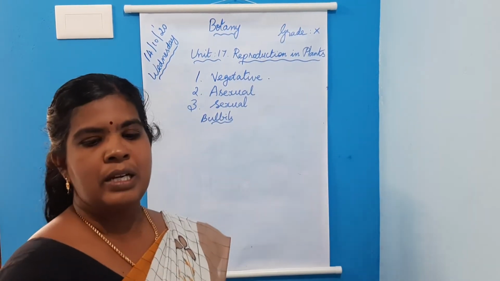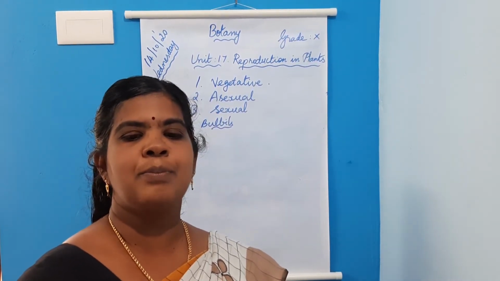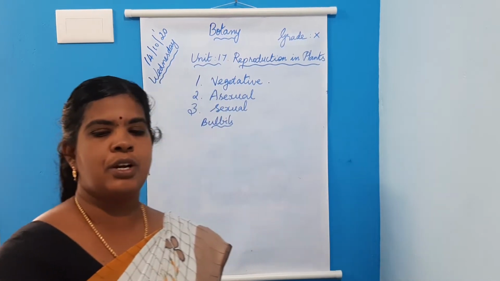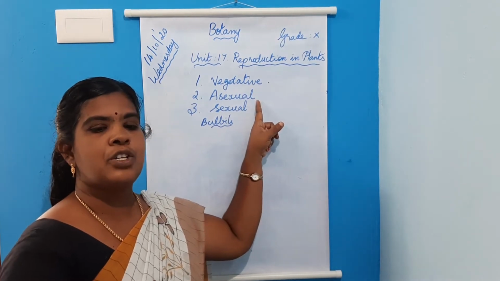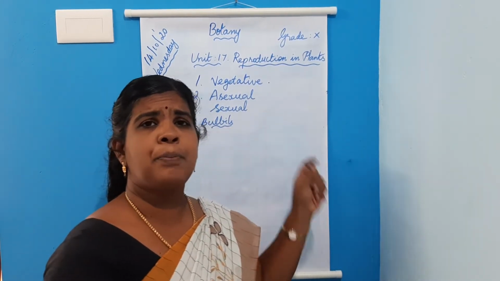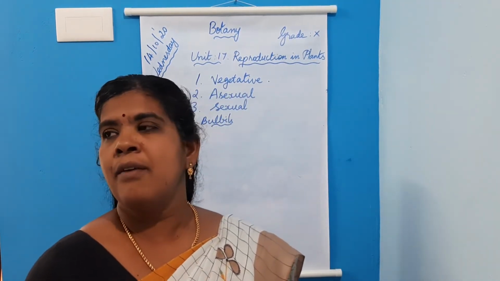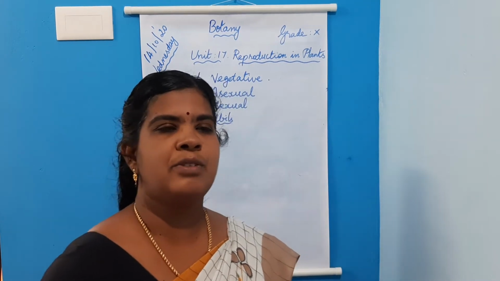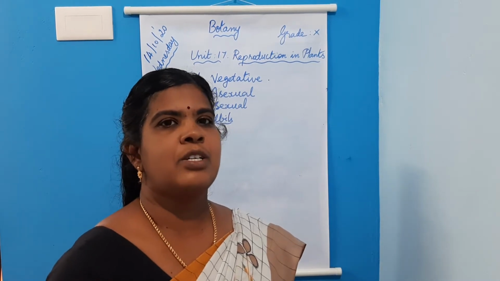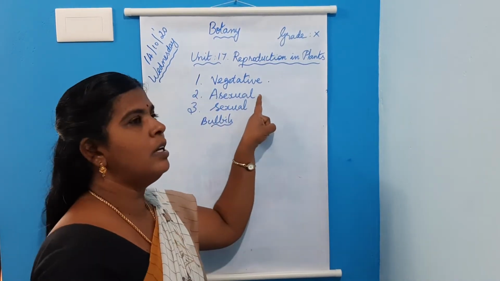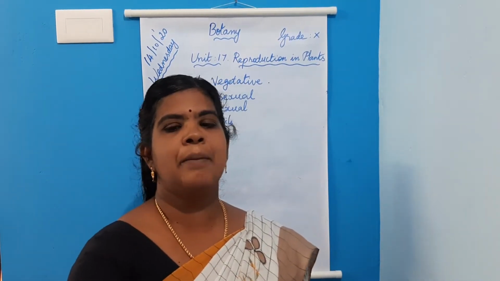Next is asexual reproduction. What do we mean by asexual reproduction? It is the production of an offspring or young one by a single parent without the involvement of gametes, without the involvement of male and female gametes. So in asexual reproduction also, there is no gametic union, no male and female gametic union.